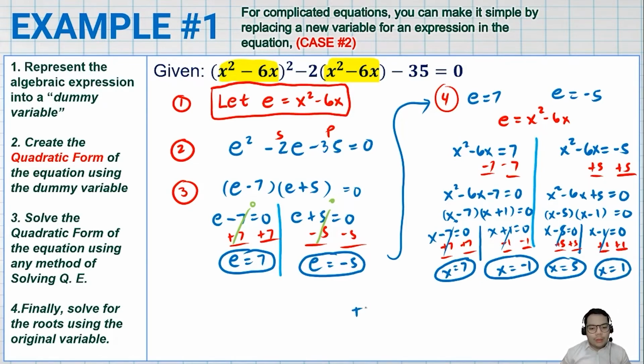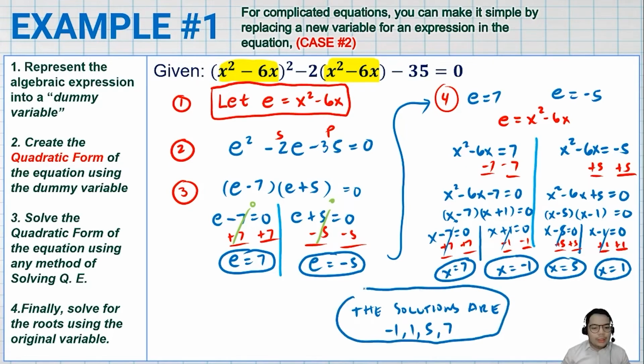So, the solutions for this equation are, arrange natin, least to greatest. So, start tayo kay -1, then we have 1, then 5, then 7. So, ayan yung solutions natin for this given equation.